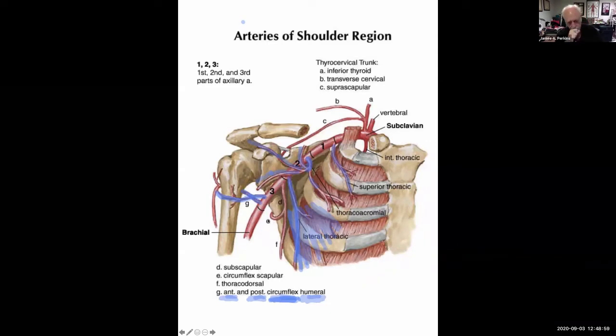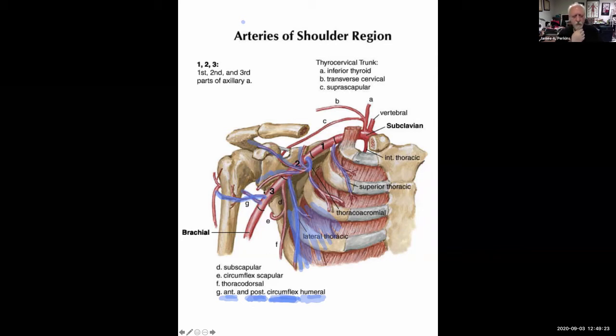You may not remember it, but you've already seen, or should have seen, that posterior circumflex humeral artery, because it's one of the structures that passes through the quadrangular space and ends up in the back of the shoulder on the deep surface of the deltoid muscle. It should be running right alongside the axillary nerve through the quadrangular space.